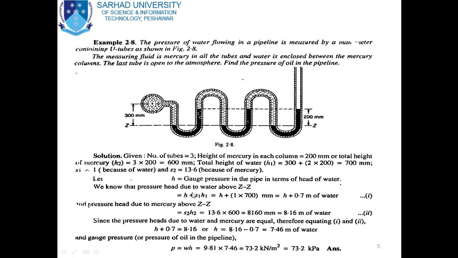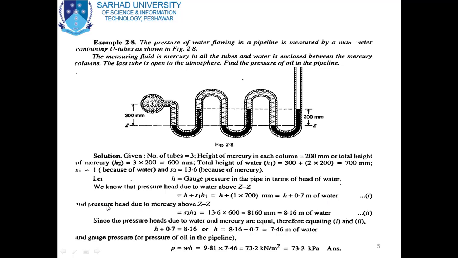Now we know that pressure head due to water above ZZ is equal to H plus S1 H1. So H is the pressure in the pipe, while S1 H1 is the pressure of water in the tubes. S1 is the specific gravity of liquid, which is water, and which is equal to 1, while H1 is already calculated, which is the total height of water column, and it is equal to 700. So we will get equation 1, which is equal to H plus 0.7 meters of water.